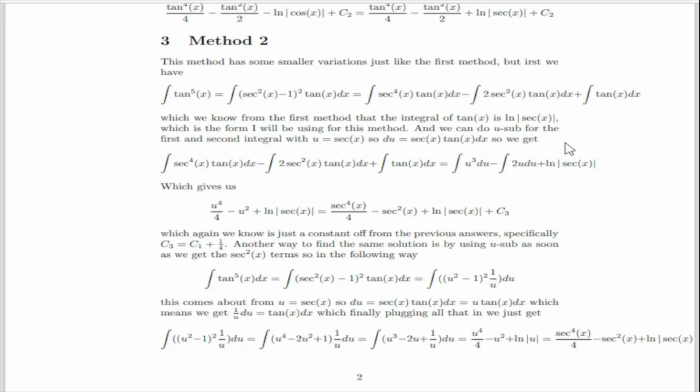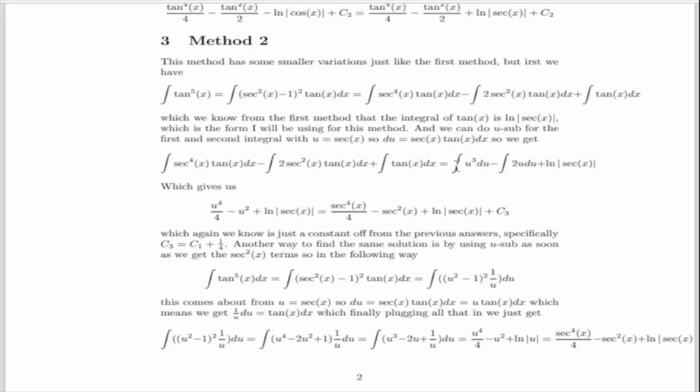So we can do u sub for the first and second integrals with u equals secant x. So du equals secant x tan x dx. So we get secant to the fourth x tan x dx minus 2 secant squared x tan x dx plus tan x dx. And that's all the integrals.